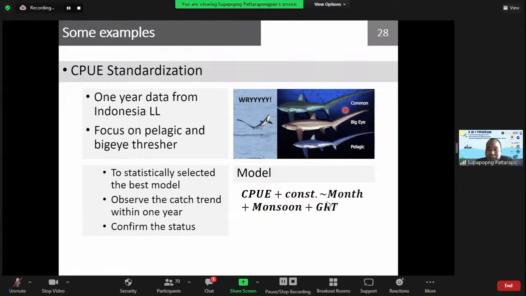Because in the project we collect shark and ray information from many countries in Southeast Asia. However, in Indonesia, because the major gear is the longline, which has very well collected data, it is very appropriate. Here, the model I use is CPUE with a constant that will vary with the month, monsoon season, and coordinates of the fishing vessel.